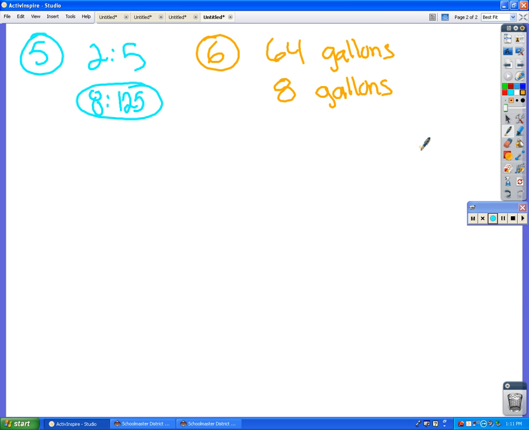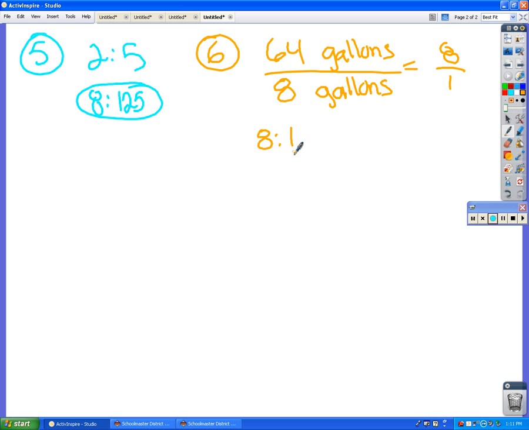4 to 2? No, sir. Close. Farther. 1 to 8. You just have to be difficult and do it the other way. Okay, 8 to 1. Because 64 divided by 8 is 8, right? Okay, so the ratio of those two things is going to be 8 to 1. Now that's the ratio of the what? Of the gallon tanks. Of the volume.